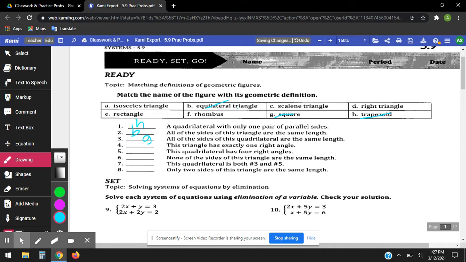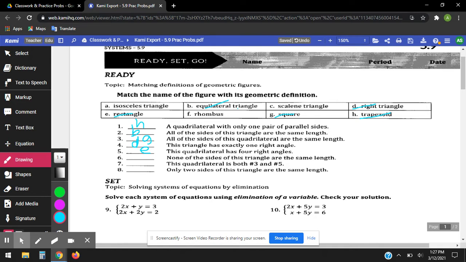This triangle has exactly one right angle. Huh? A right triangle has one right angle. Looks like a D. 5, this quadrilateral has four right angles. Well, that would be a rectangle. No more specifics than that.